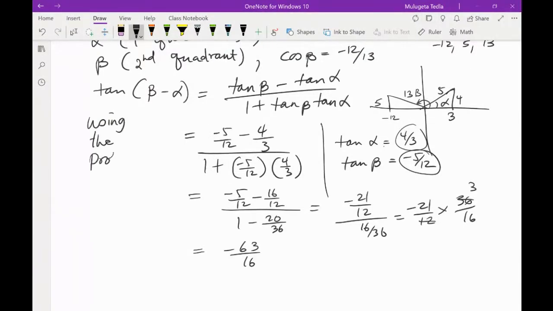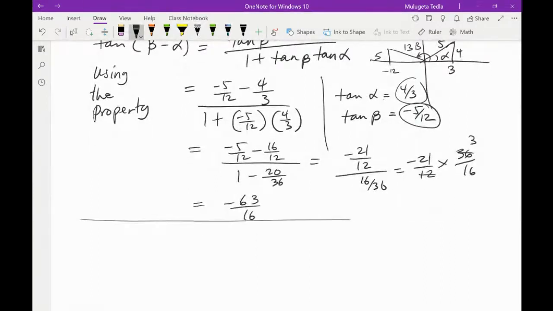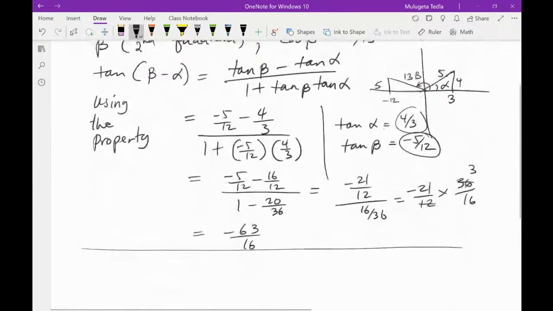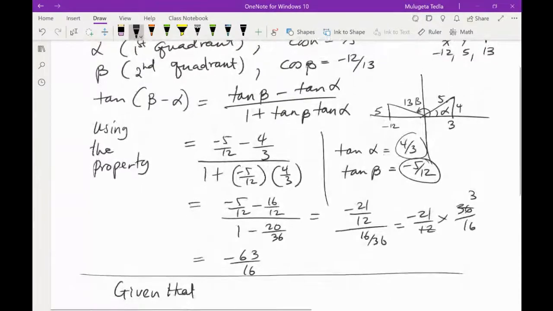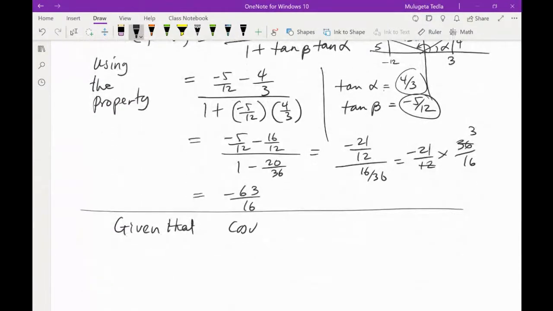Many students don't like the property. They want the shortcut method, and I don't like it. But what can I say? If I ask them a question like this, they do it in a different way. What they do is, you gave me a condition, right? Given that cos alpha is 3/5, and it is in the first quadrant.